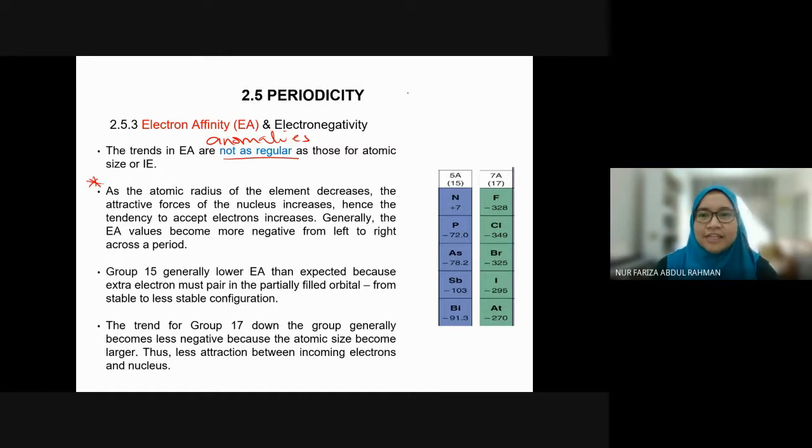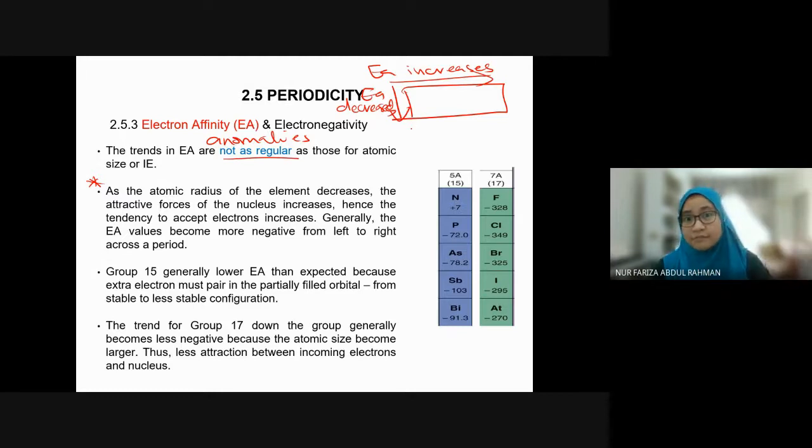Normally, the general trend across the period is that the EA should increase. Down the group, the EA should decrease, due to shielding effects. The attraction becomes weaker, so pulling the electron in is also a problem. What else is there to attract the electron from outside?